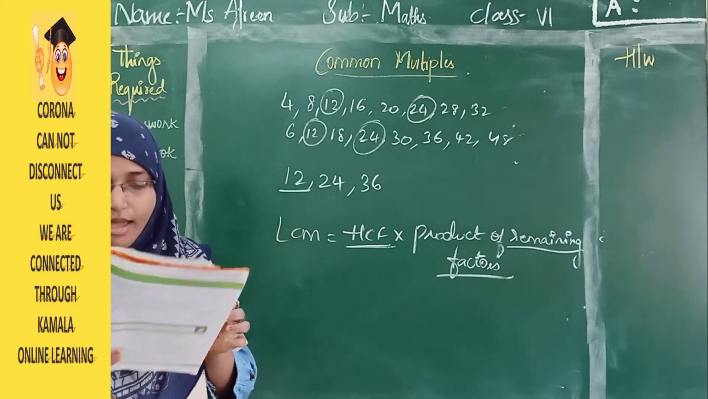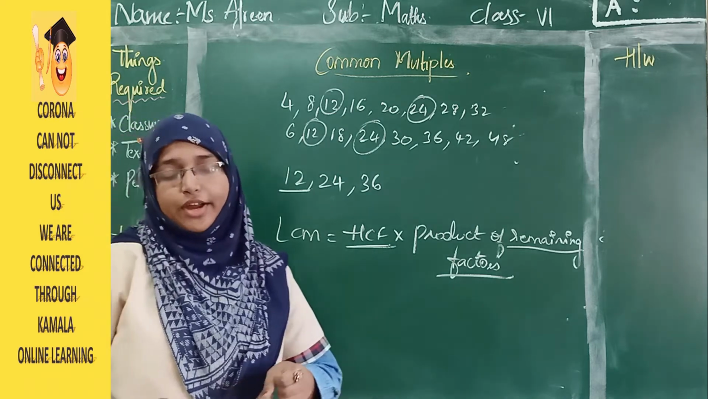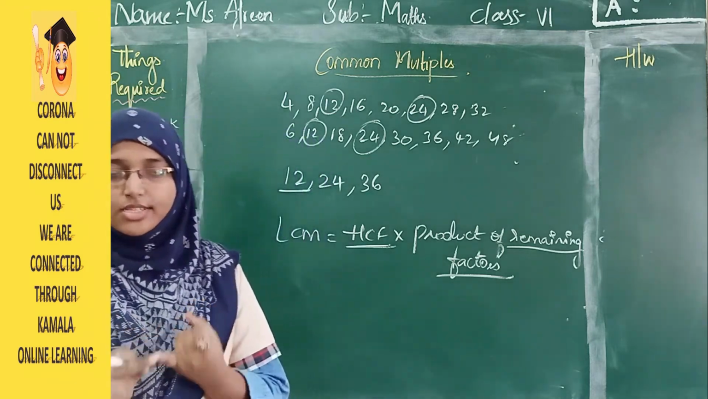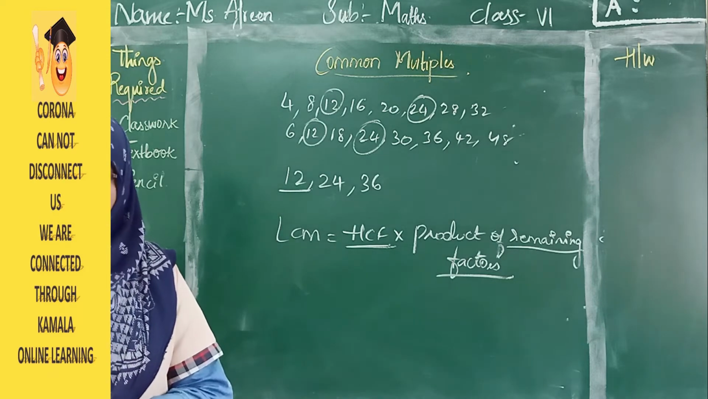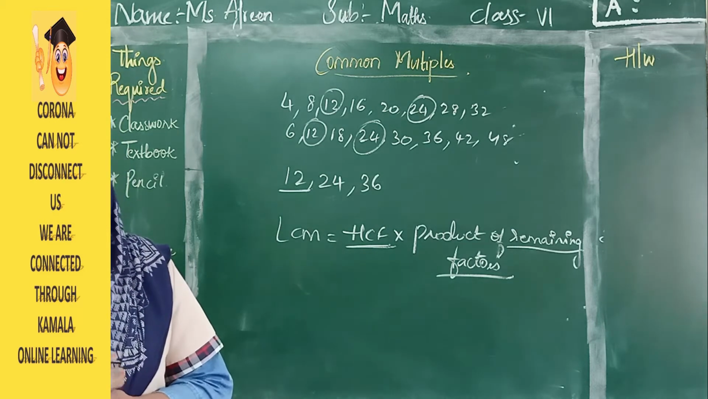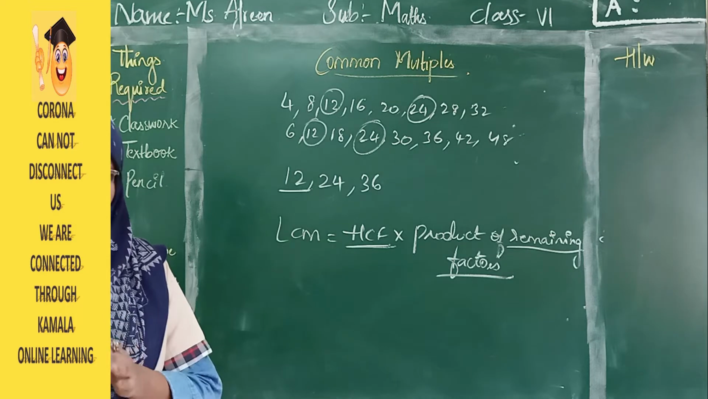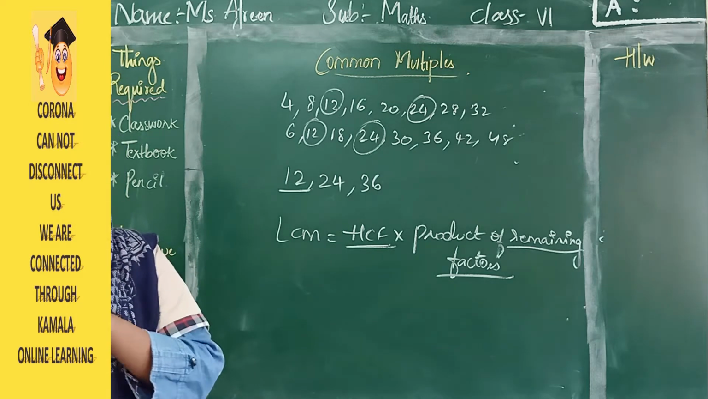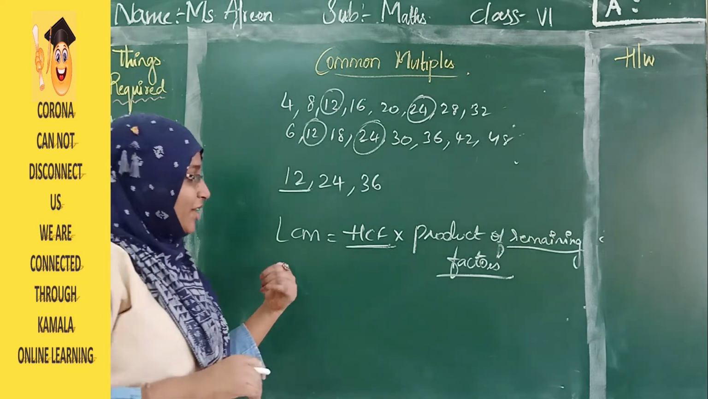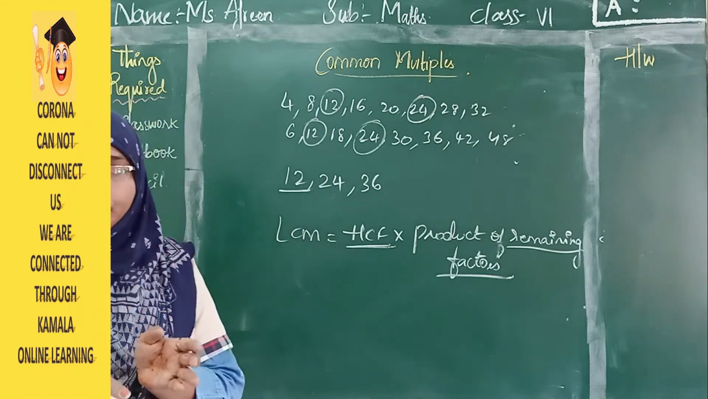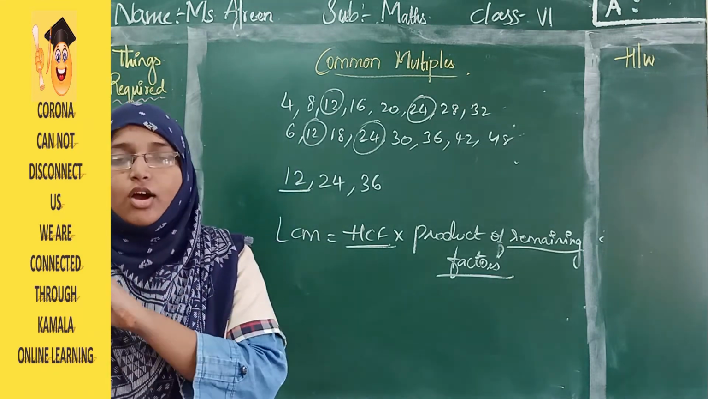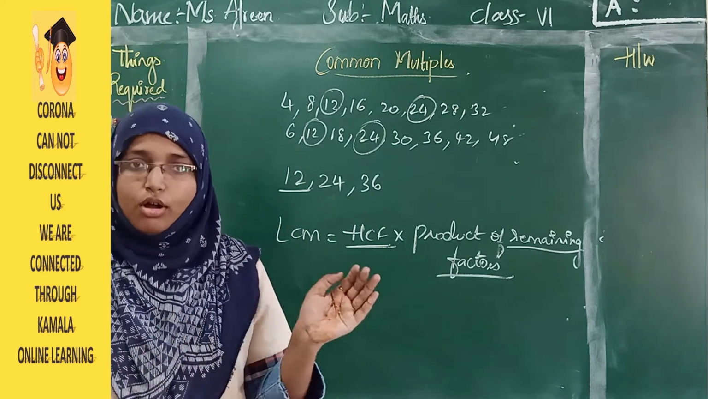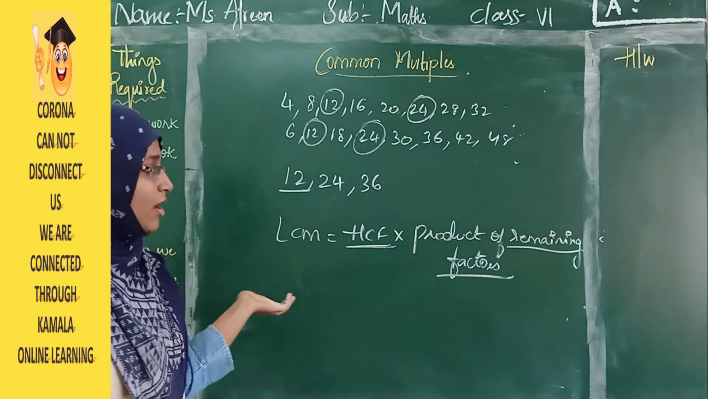So what is the prime factorization method for finding LCM? First we will write the factors, then the common factors. Then we will find which is the least among them. Okay, least among the multiples. When it comes to the prime factorization method, we will write the common factors, multiply the common factors, and the remaining are the other extra factors. We will multiply all together and then we will find the LCM.